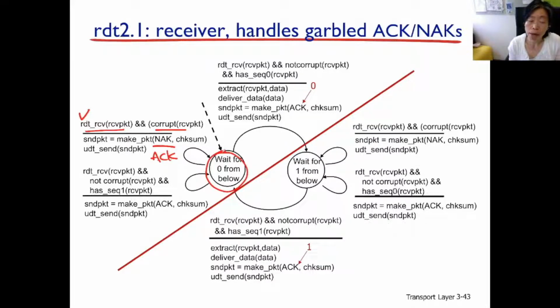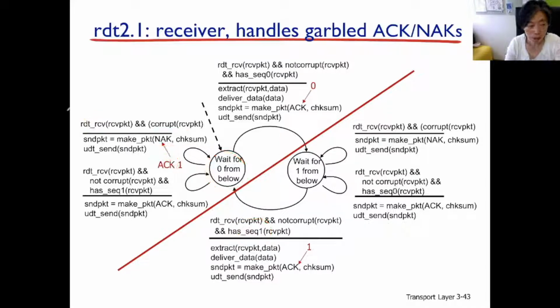Now, the receiver is currently waiting for data 0 coming from below. So what that means is that the last packet received OK should be carrying sequence number 1. So ACK here should give the sequence number of the data packet last received OK. So yep, it should be ACK 1 here that we're sending back to the sender.